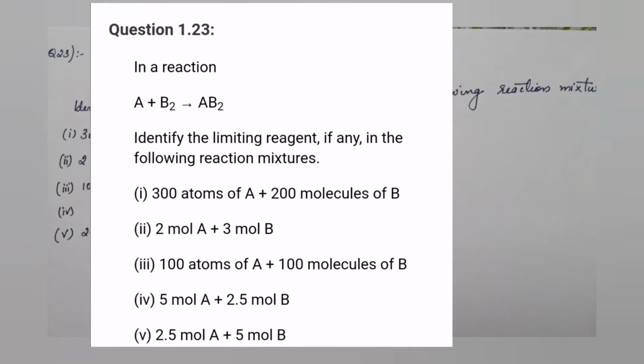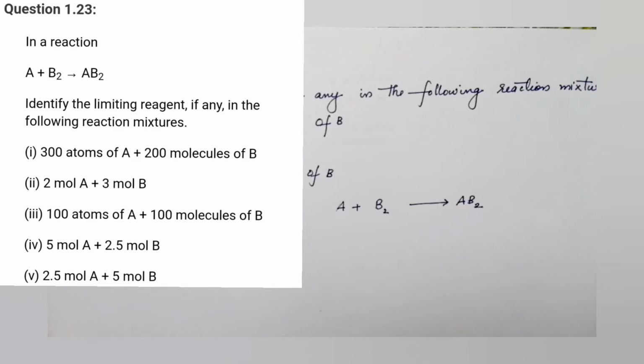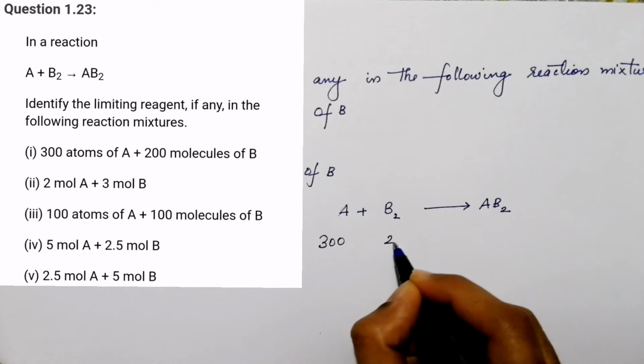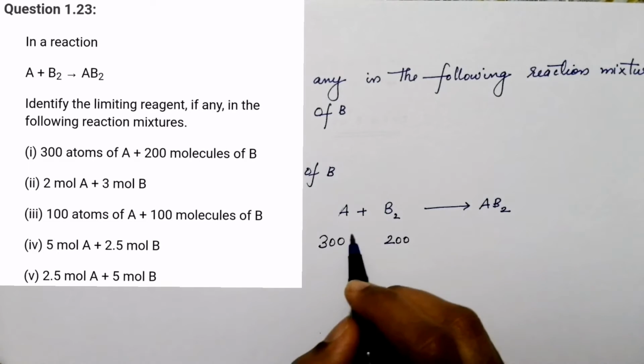Question number 23 says, in a reaction A plus B2 gives AB2, identify the limiting reagent if any in the following reaction mixture. And then we are given 5 samples. So here we are dealing with the concept of limiting reagent. To identify the limiting reagent, let us first write down the data that is given to us. So in the first sample, we are given 300 atoms of A and 200 molecules of B.